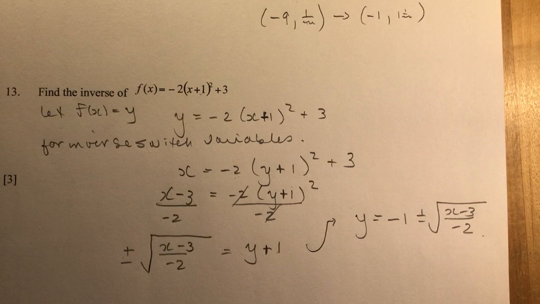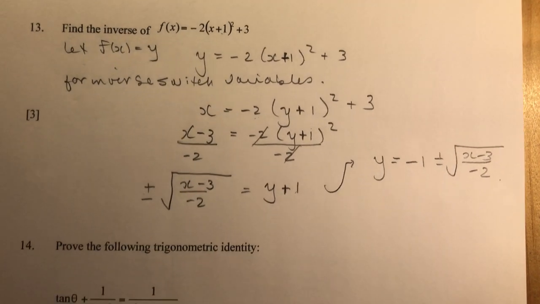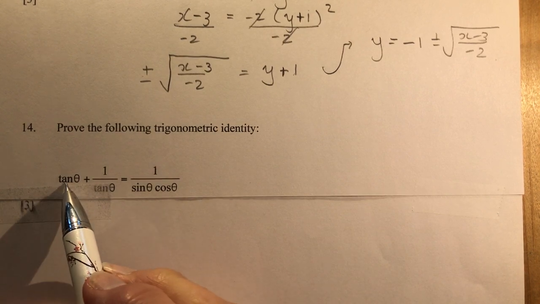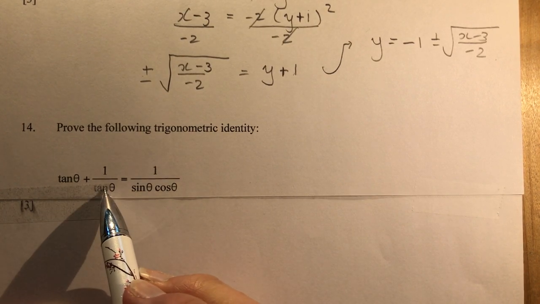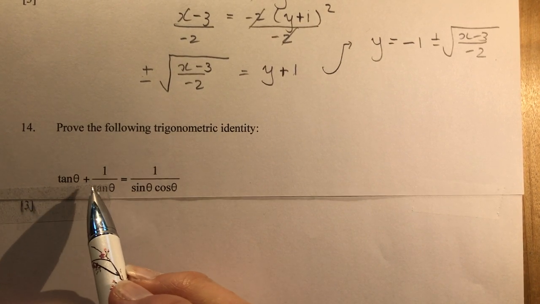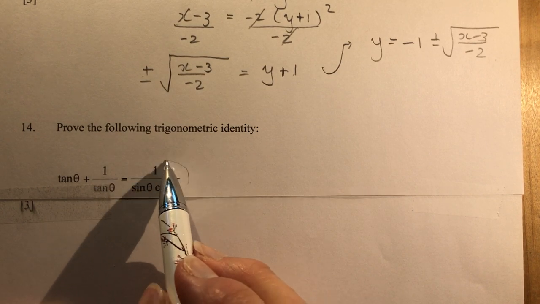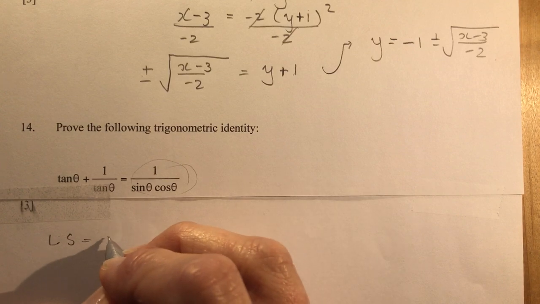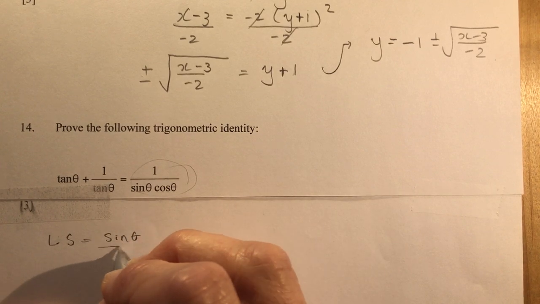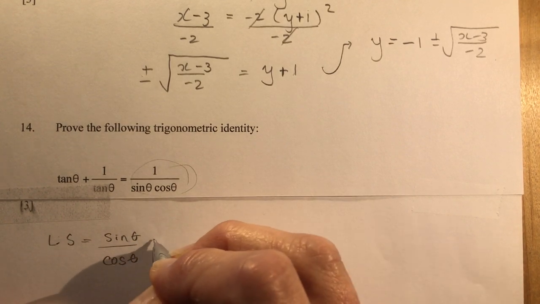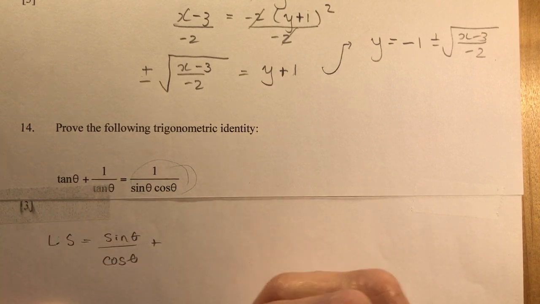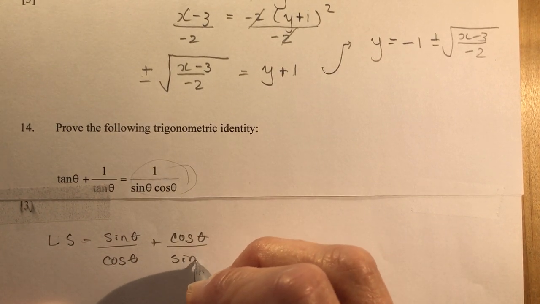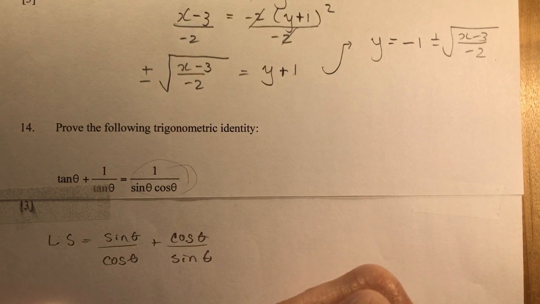Okay, number 14, prove the following trigonometric identity. Remember when you're doing identities, you want to break the parts down into their smallest parts. So tan is sine over cos, right? This one, I'm going to leave that alone. So left side is going to be equal to sine theta over cos theta plus 1 over tan theta. So I got to flip it over, right? So that's cos theta over sine theta. That's 1 over tan theta.